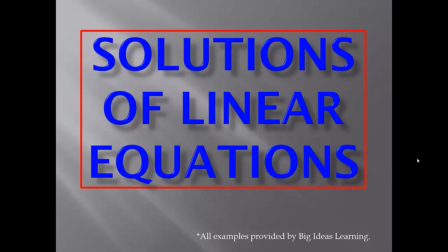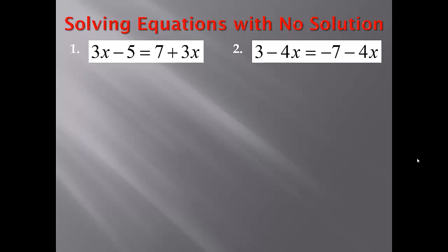Today's lesson is on solutions of linear equations. First, we're going to solve equations with no solution. So for number 1, we have 3x minus 5 equals 7 plus 3x.